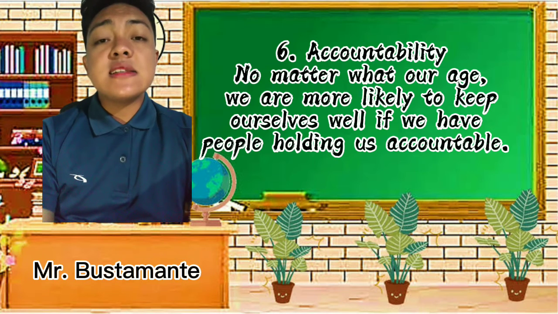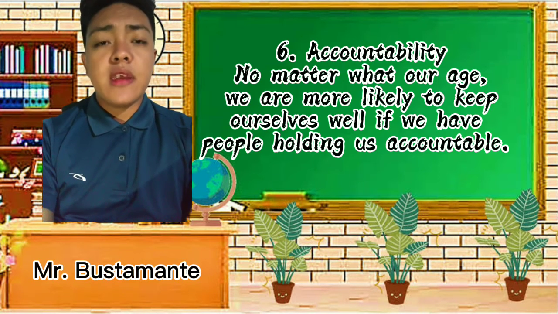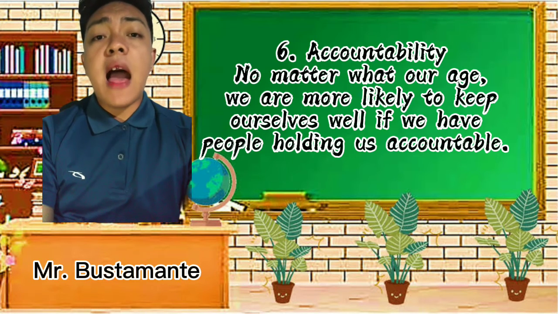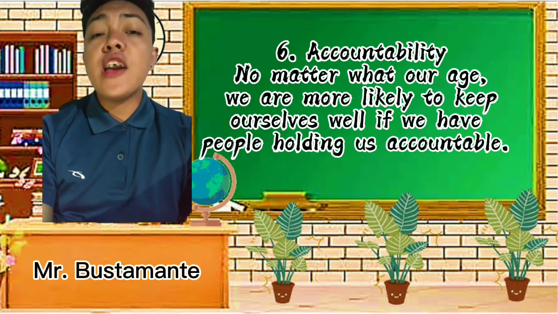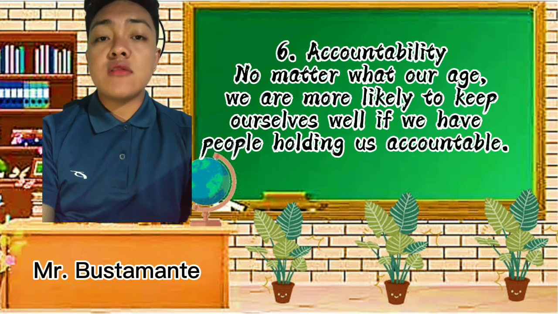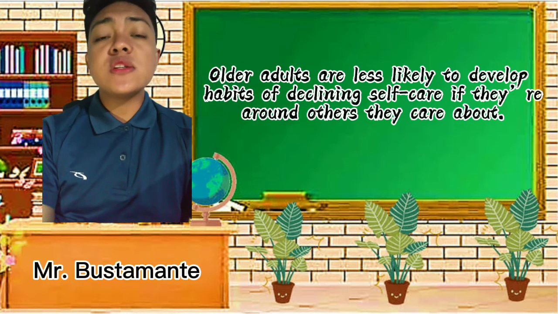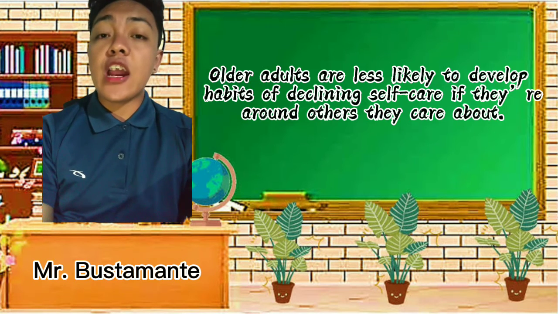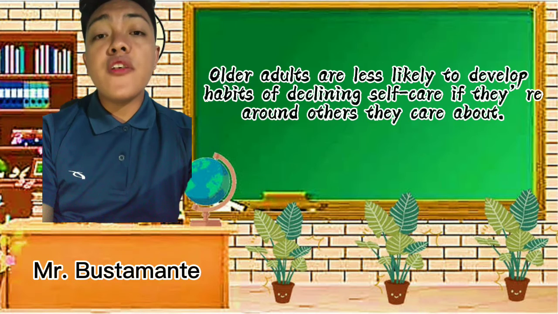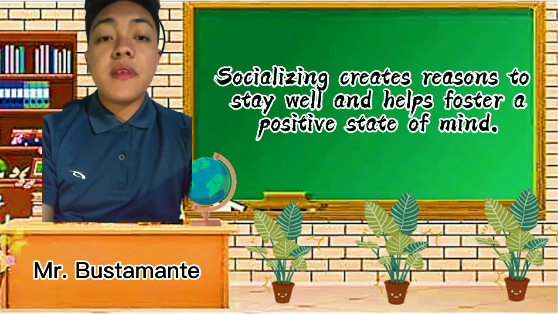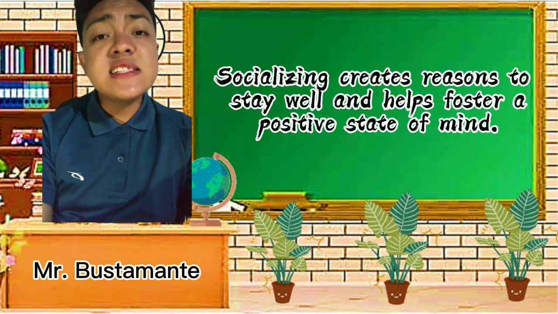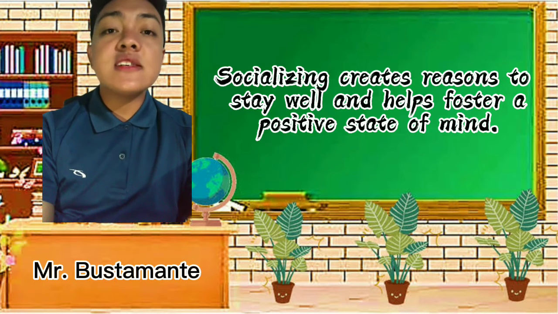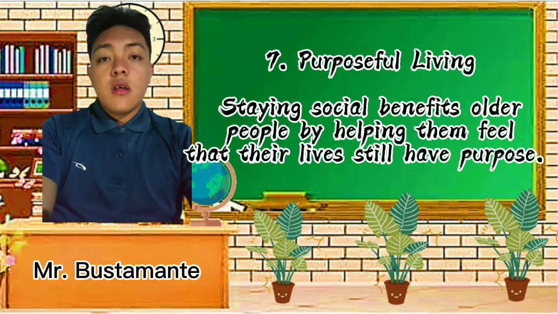The number 6 is the accountability. No matter what our age, we are more likely to keep ourselves well if we have people holding us accountable. Older adults are less likely to develop habits of declining self-care if they're around others they care about. Socializing creates reasons to stay well and helps foster a positive state of mind.